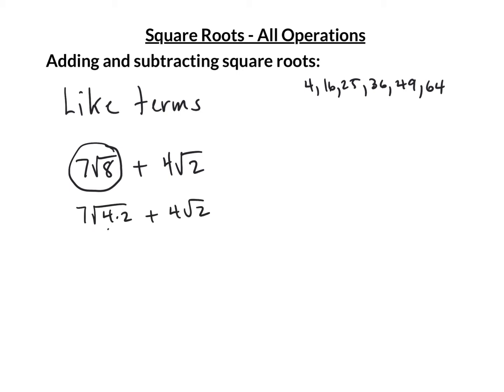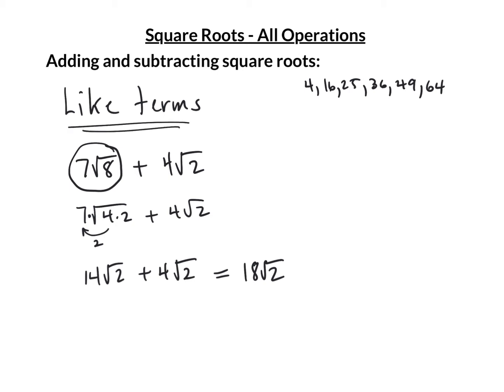I can take the square root of 4. It goes out front as a 2. There's multiplication right there. So this becomes 14 root 2 plus 4 root 2. They are like terms. 14 root 2 plus 4 root 2 is 18 root 2. Make sure before you conclude that you can't add them that you've simplified your roots, because it is true you can only add square roots if they are like terms.